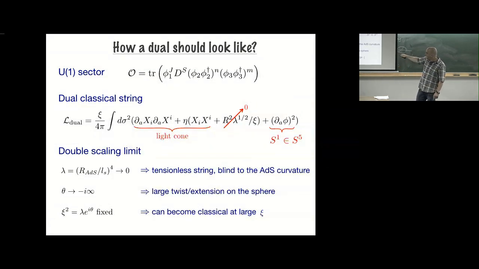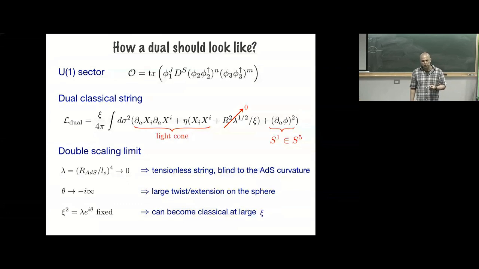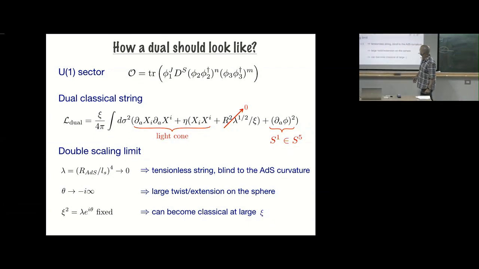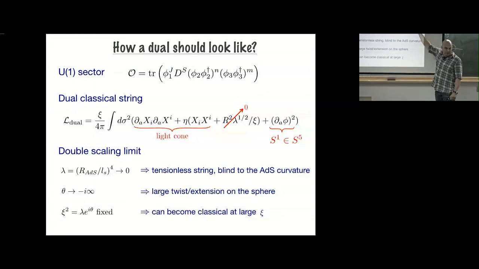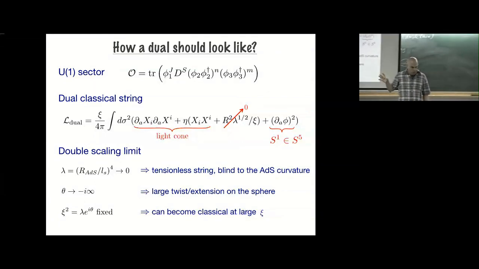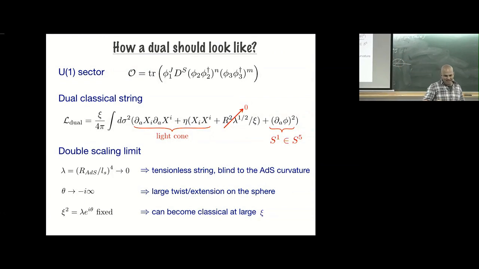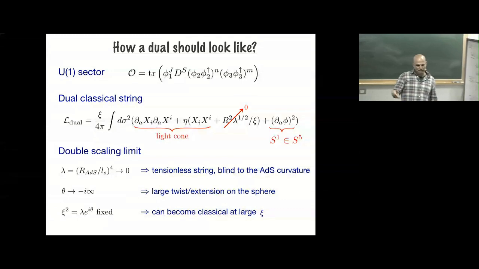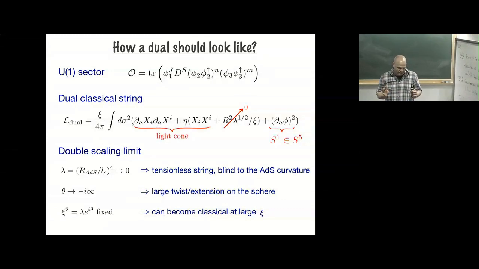So we end up with a string that is only propagating on the light cone in embedding space. It's just blind to the AdS radius because it's so small compared to the string scale. Because at the same time we are taking the twist theta to infinity, the string can still have large extension on the sphere and still become classical. If we tune the parameter correspondingly, what we expect to end with is a classical description, not in AdS, but on the light cone, which is still five-dimensional.